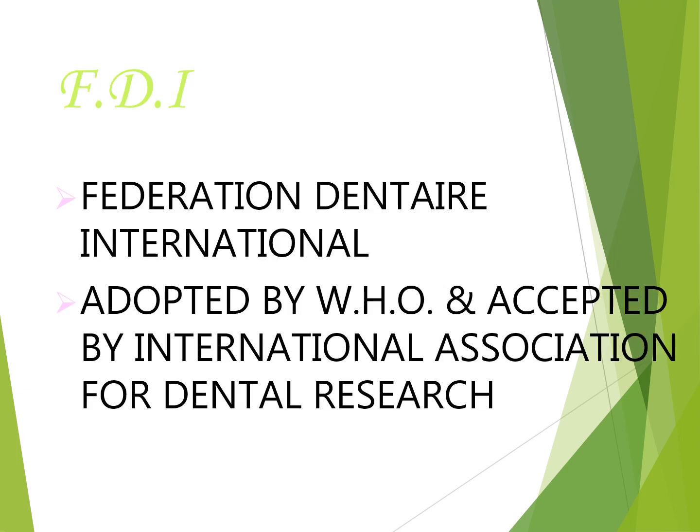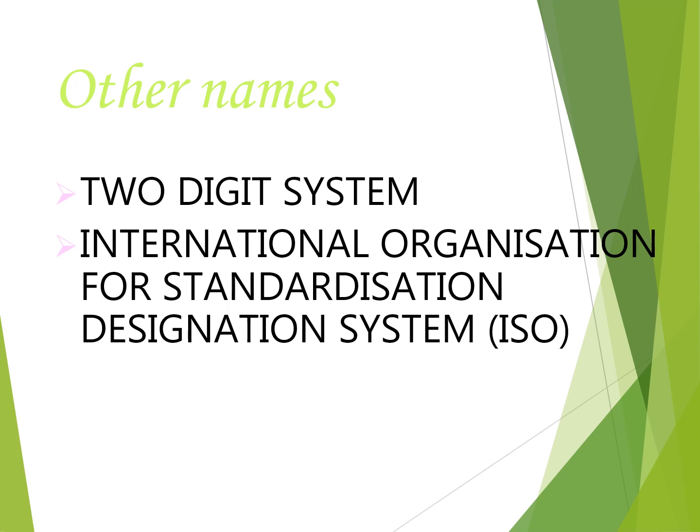And finally, we have the FDI system, which is accepted by the International Association for Dental Research. By abbreviation, it's called FDI, Federation Dentaire Internationale. Other names for this system are the two-digit system and the ISO system, because it is also called the International Organization for Standardization designation system. Now you can ask me why it's called a two-digit system. Here, to designate the quadrants we use one digit and for the teeth we use a second digit. So there are going to be two digits. The first digit will denote your quadrant and the second digit will denote your tooth.